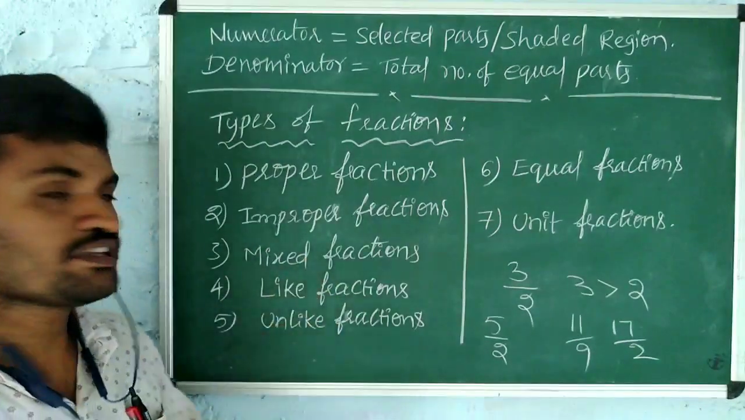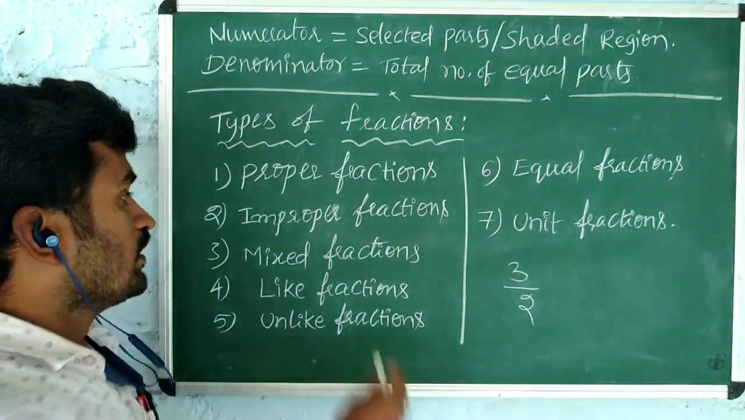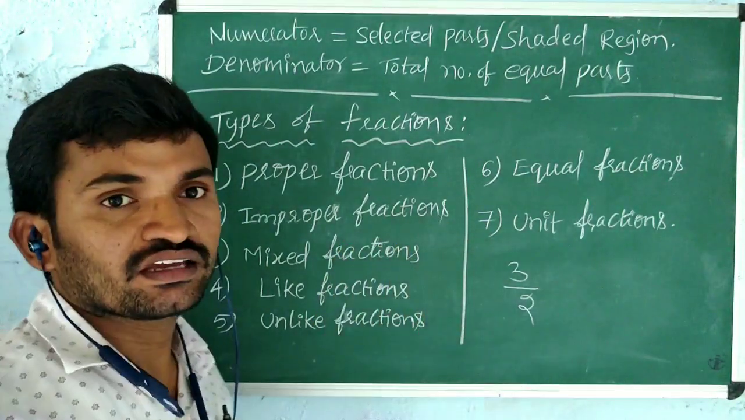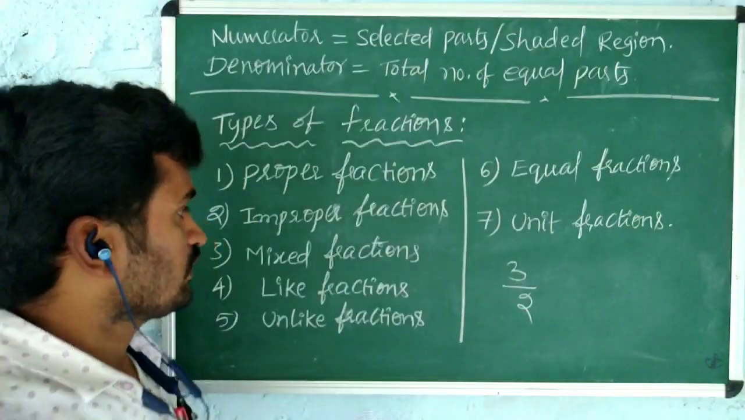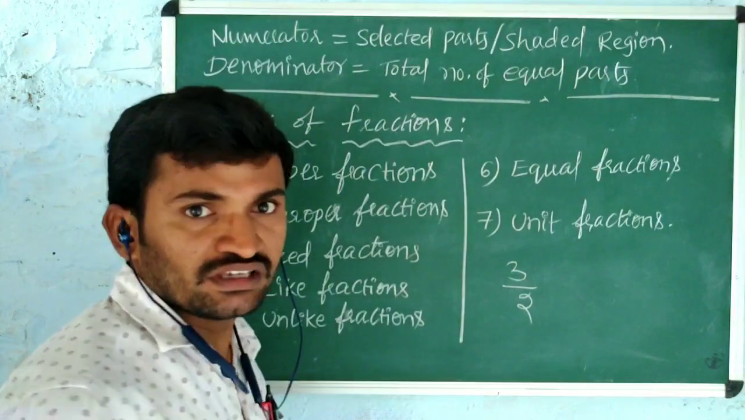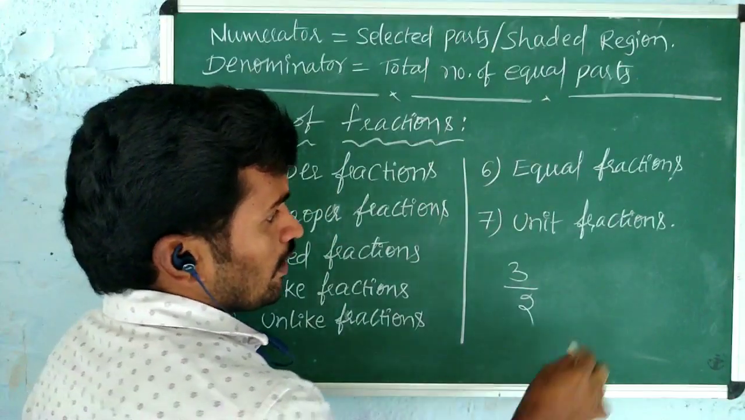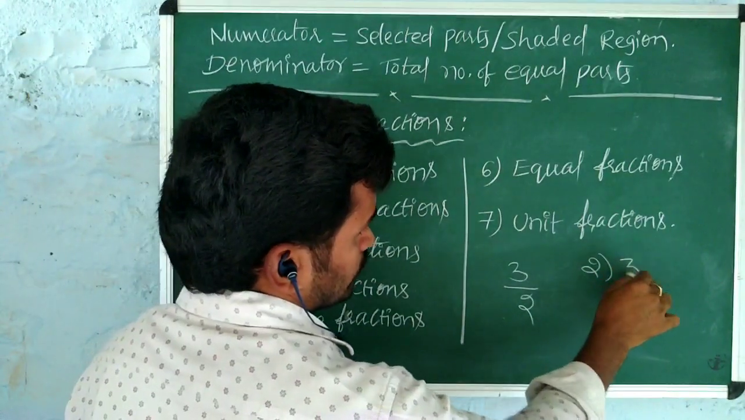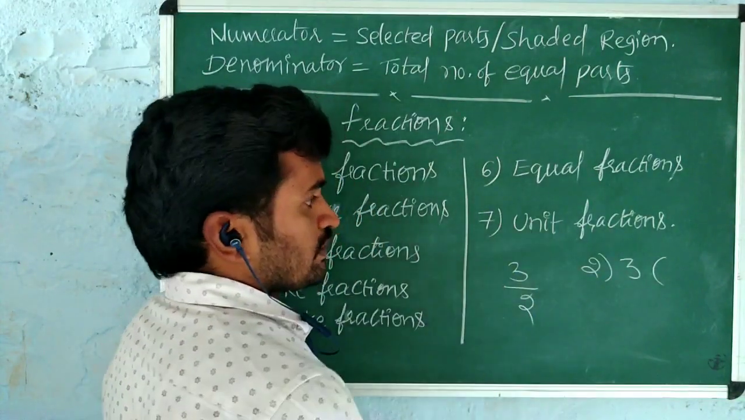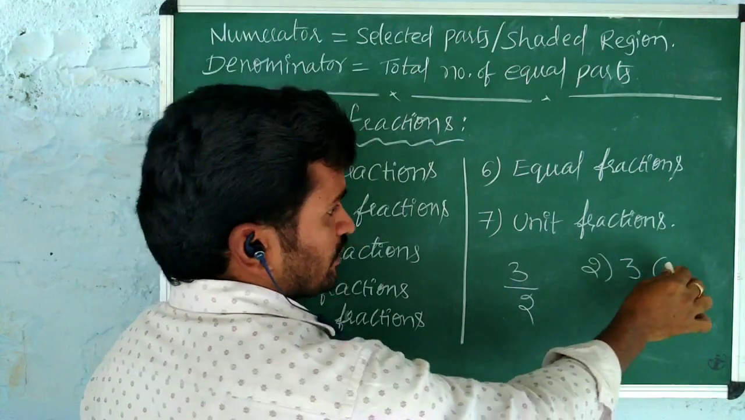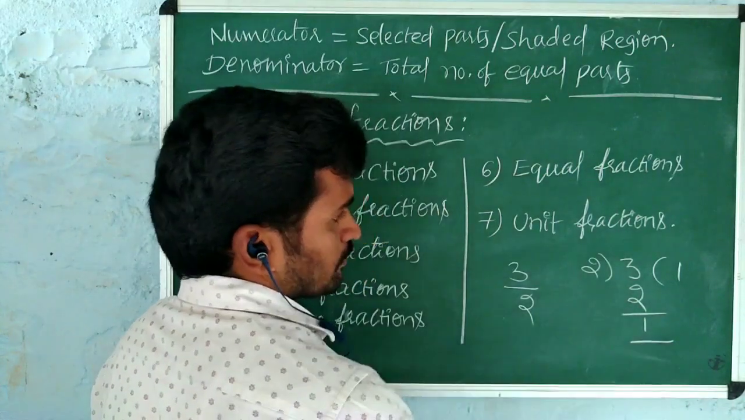The third one is mixed fractions. So here improper fractions only are converted into mixed fractions. So 3 by 2 is an improper fraction. We can write 3 by 2 as a mixed fraction. How can we write? See, 2 is the divisor, 3 is the dividend. 2 ones are 2. The remainder is 1.